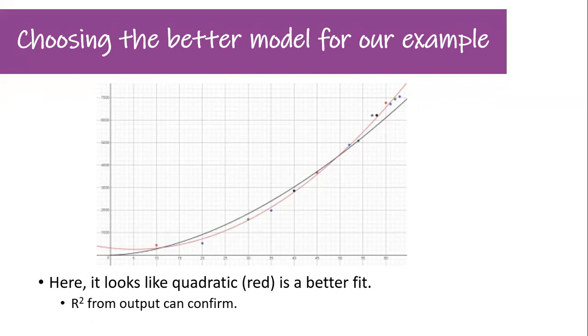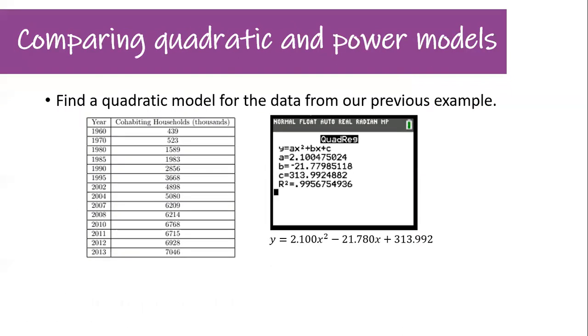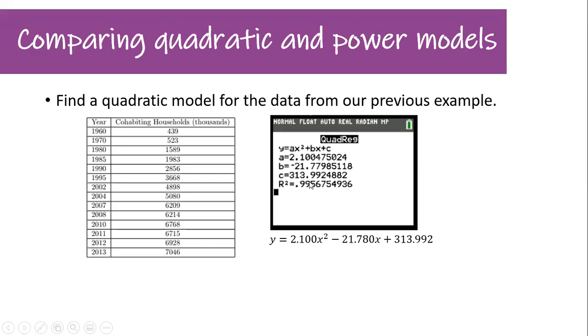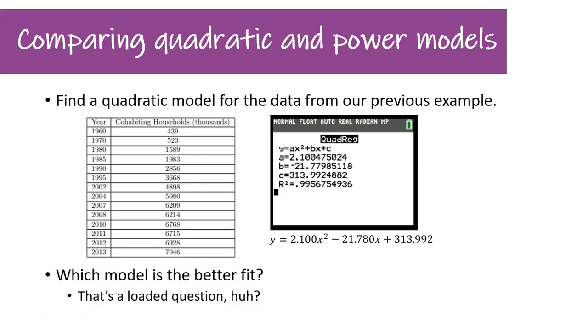If we compare our R-squared, scrolling back, the R-squared for the quadratic is 0.996 roughly. If we go back to the solution for the power reg, the R-squared is 0.945. Be careful here, you're looking for R-squared, not just R. So the R-squared is 0.945. That is lower than 0.995. And so as confirmed by the graph, R-squared is higher. It's a better model fit as the quadratic instead of the power.